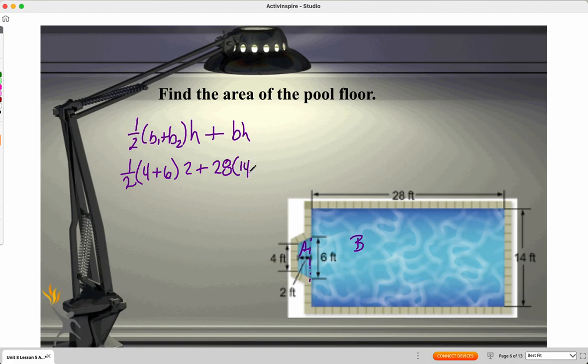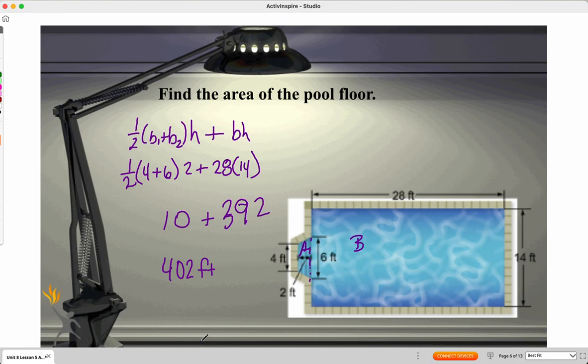So I'm going to use a calculator because I don't really want to do all this math in my head. It'll be much faster. So I found that 28 times 14 is 392. And 4 plus 6 is 10. 1/2 of 10 is 5. 5 times 2 is 10, so we've got another 10. So we have 402, this time, feet squared.